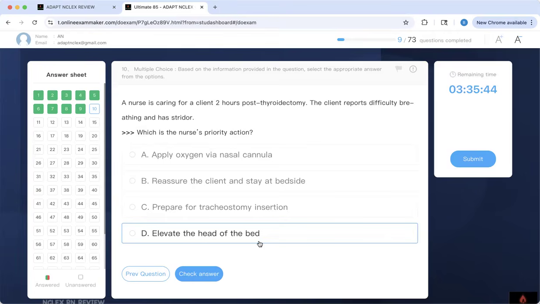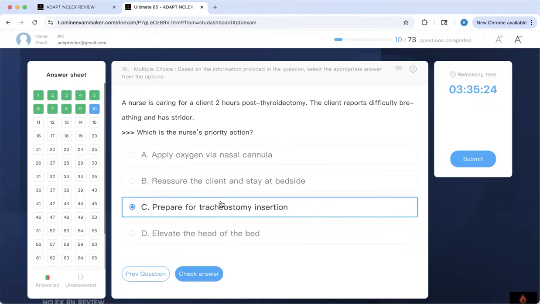This is not just any thyroidectomy question. When you have a thyroidectomy and you have stridor, that means airway compromise. If the airway is compromised, what is the best thing you should do? Oxygen is not the problem. Fix the airway. Reassuring the client is not a good thing. Elevating the head of the bed doesn't fix the problem. Tracheostomy to secure the airway.